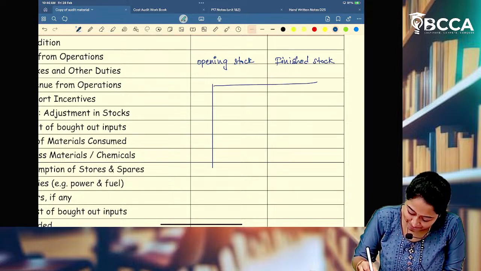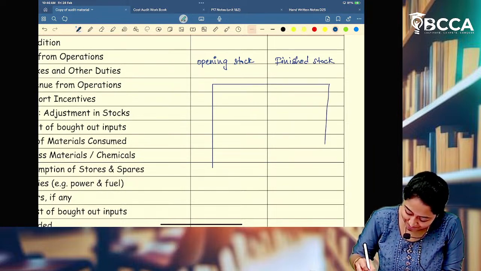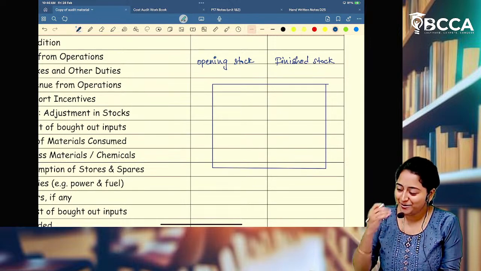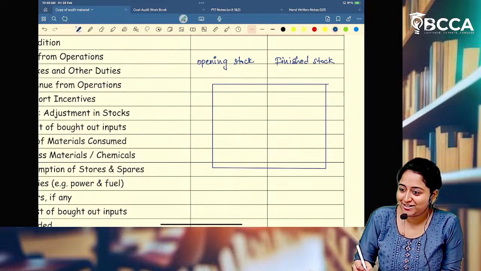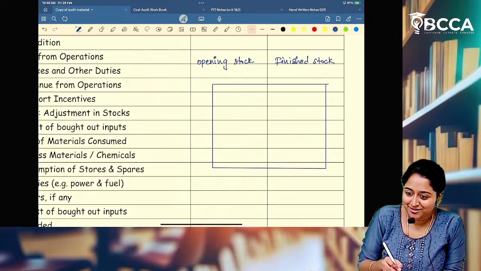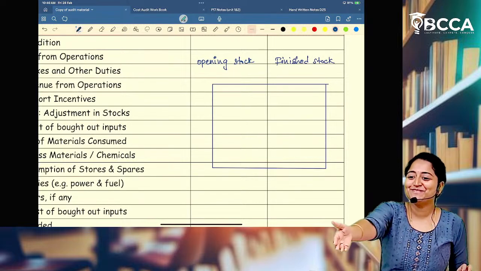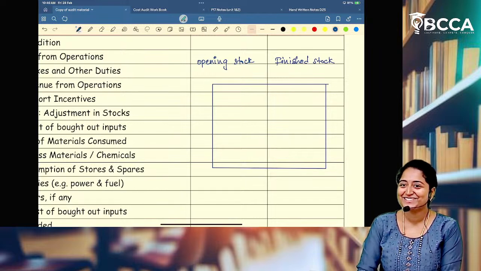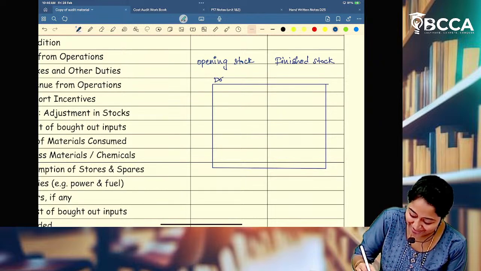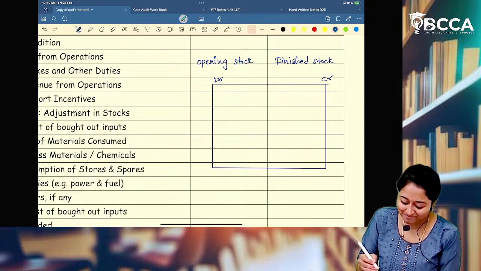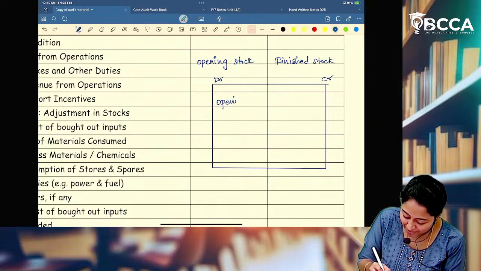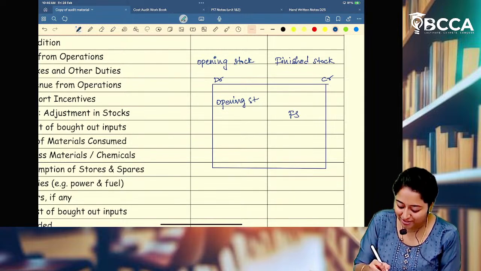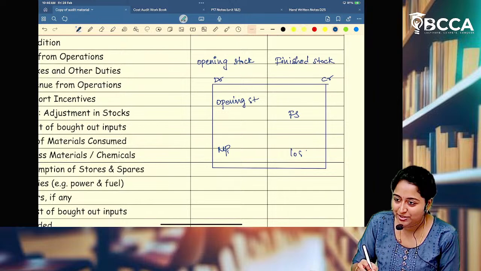Now assume this to be a profit and loss account. Now where is debit and where is credit? Debit is the debit side, credit is the credit side. Okay, this is debit and this is credit, isn't it? Now, here there will be opening stock. Here there will be finished stock, isn't it? Where will be the profit? Here will be the profit, here will be the loss, isn't it?